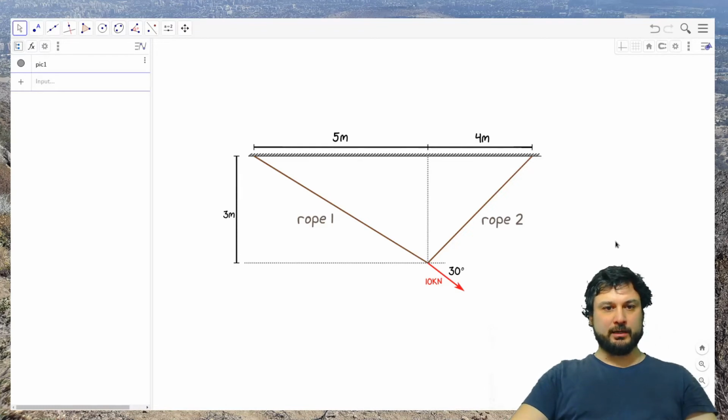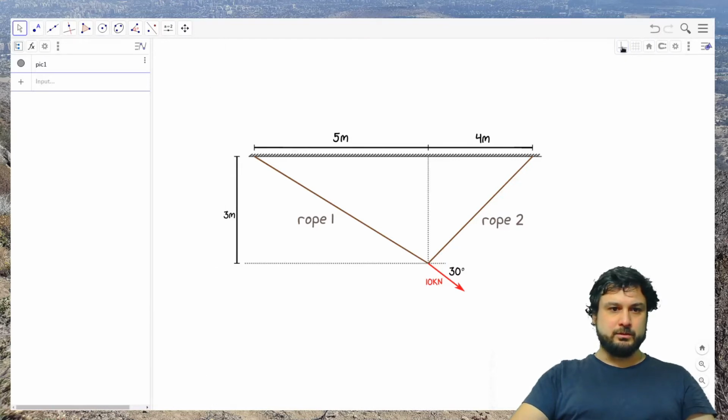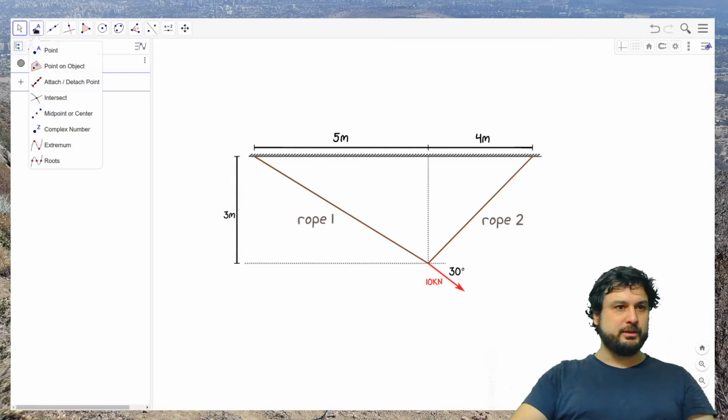So this is a static particle equilibrium problem, and in this case, the problem is to find forces with the directions of rope 1 and rope 2 with unknown magnitudes. So you need to find the magnitudes such that they cancel out this 10 kilonewton force. I've set up GeoGebra here so that the image is here. I have a nice origin, and I've scaled everything so that it matches the geometry of the picture. So let's put the origin out of the way.